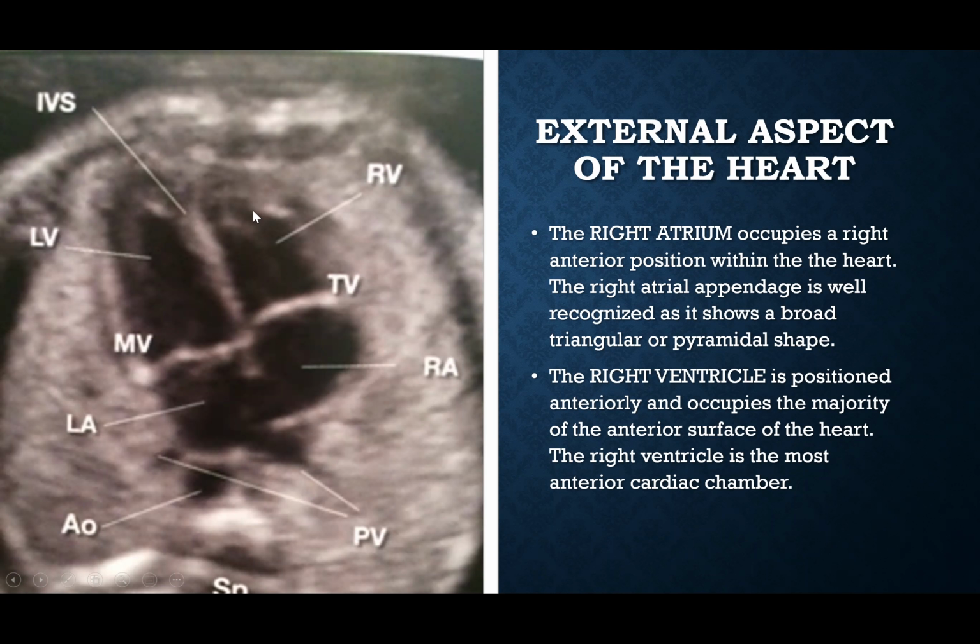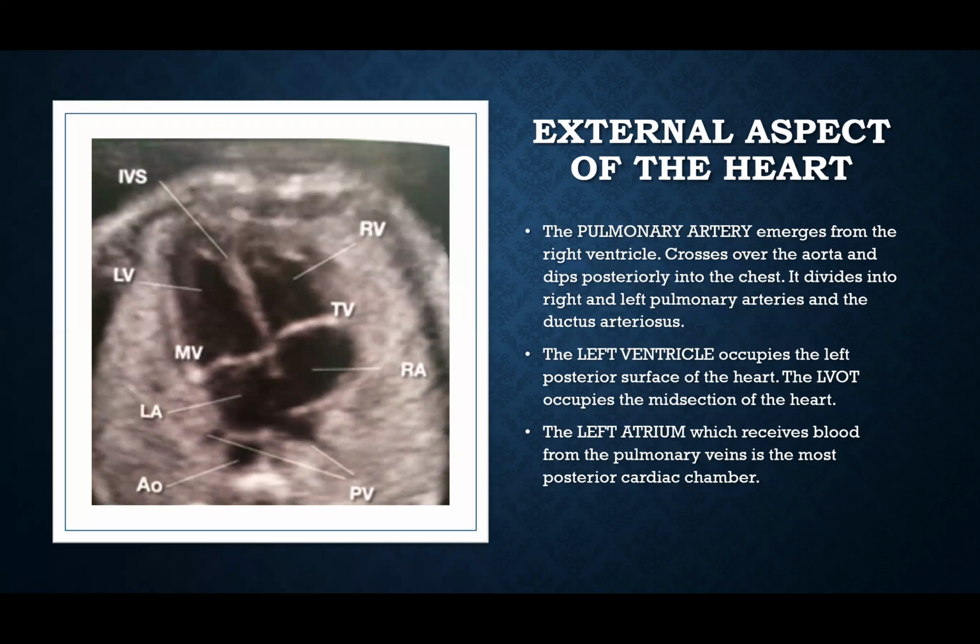The right ventricle is right here and is positioned anteriorly and occupies the majority of the anterior surface of the heart. The right ventricle is the most anterior cardiac chamber. Anytime you are trying to distinguish the ventricles, I always think the one that's closest to the chest wall is always the right ventricle. The pulmonary artery emerges from the right ventricle, and we'll have some images of that later on, and crosses over the aorta.